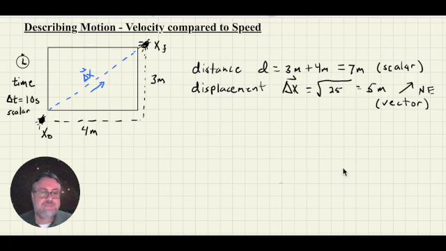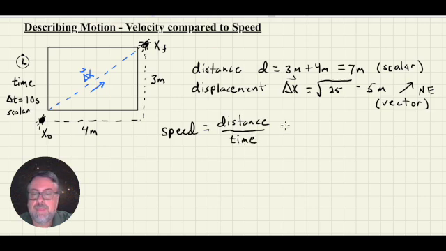Now, in our everyday speech, we often use the words speed and velocity interchangeably, but they're not. In physics, speed has the meaning of a distance traveled divided by the time to travel that distance. Remember, distance is the length of the path, not the displacement. So the speed of this bug is going to be equal to distance over time, or d divided by delta t.